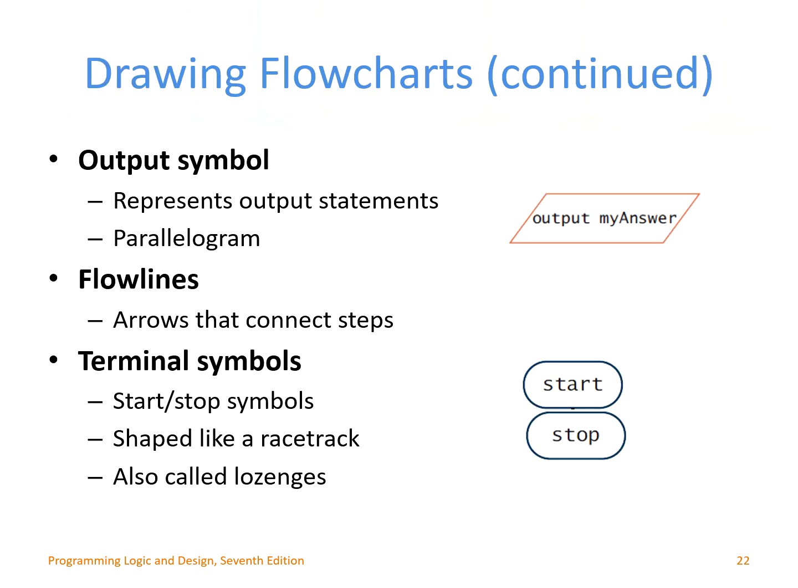Now, for the output symbol, it represents output statements. The shape to be used for output statements is also the parallelogram. We can see here that the output, my answer, is inside the parallelogram shape. Flow lines, these are the arrows that connect the flowchart steps.